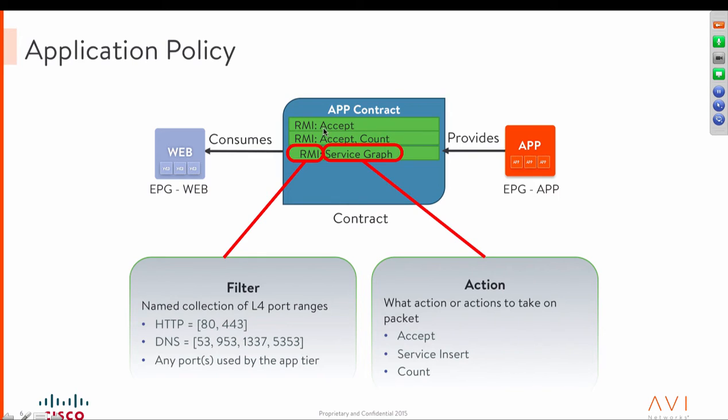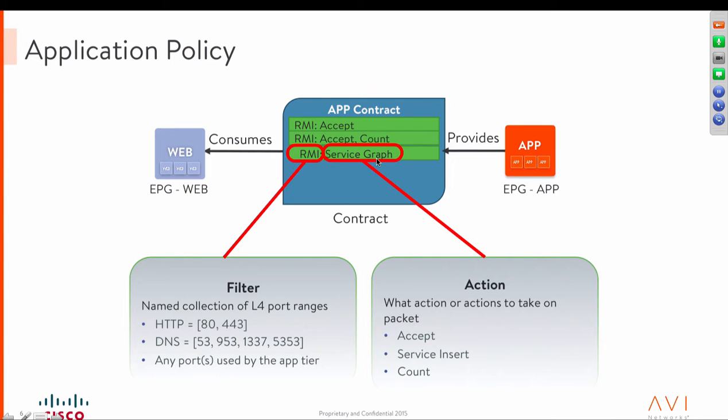And this contract has been designed to allow some traffic and to maintain some accounting of the traffic. And the key part is that it actually instructs that there should be a service graph inserted between the web and the app tier. So the model provides us a lot of flexibility to determine what traffic we should allow, and when we allow the traffic, what kind of policies should be deployed.